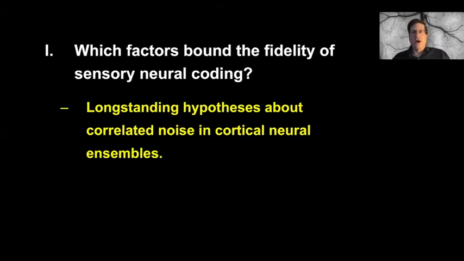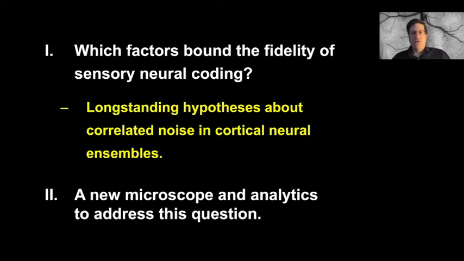So first, I'm going to introduce the question. And I'm also going to introduce longstanding hypotheses that have existed in the field since at least the mid to late 1980s, which posited that, in fact, it might be correlated noise between pairs or greater groups of neurons in the neocortex that may actually be the limiting factor on the accuracy of sensory cortical coding. Secondly, I'm going to discuss a new microscope that we built, as well as associated analytics that we developed to try to address our questions about the fidelity of sensory cortical coding.